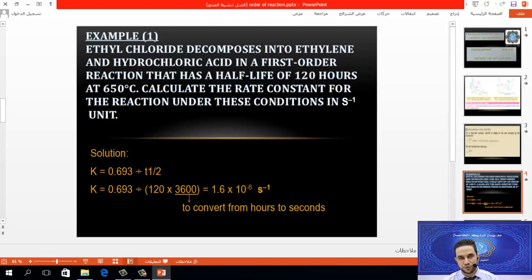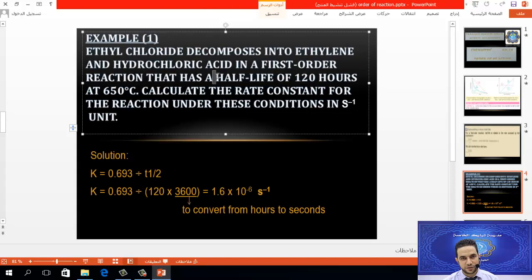So now if we concentrate again, we have the value of half-life. It is given to me, 120 hours, and we have seconds. We want to calculate the rate constant in second to the power -1.